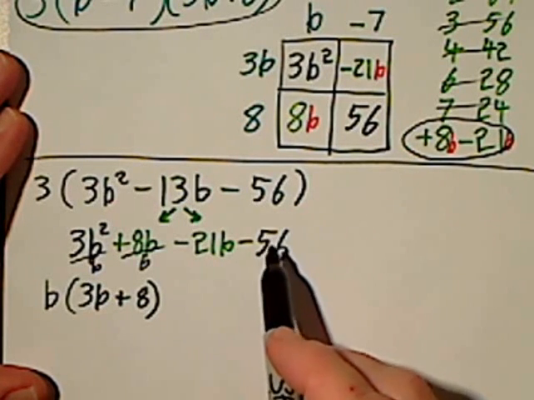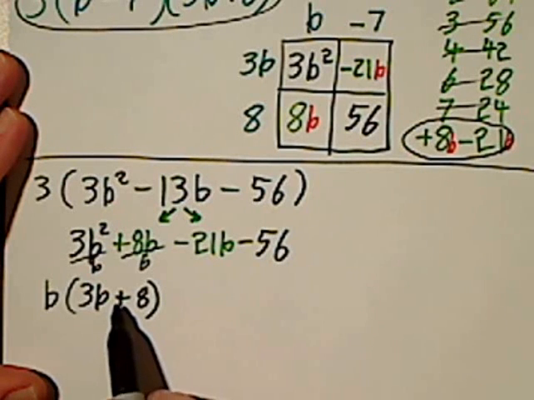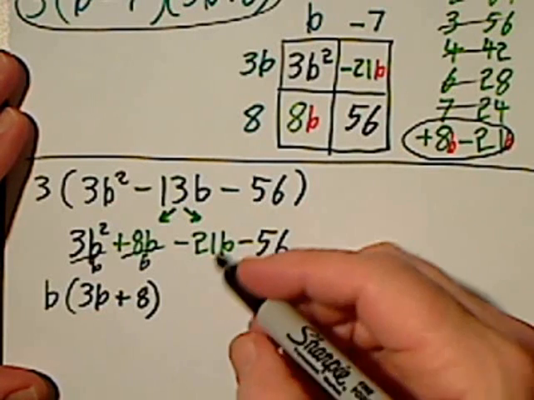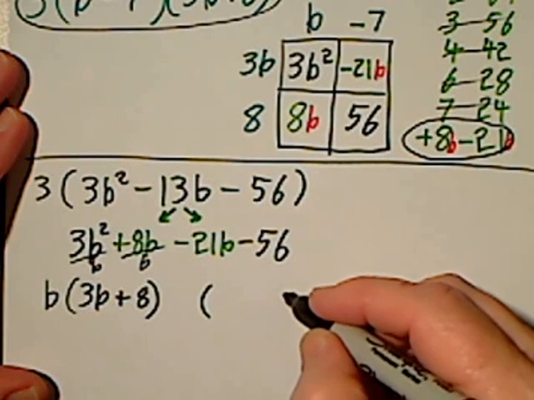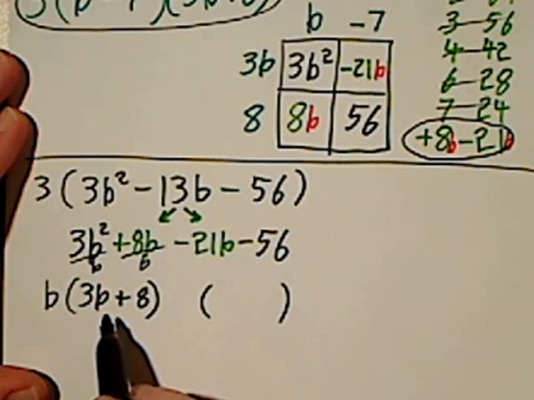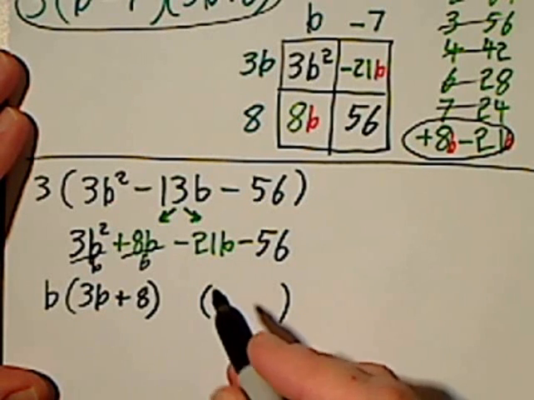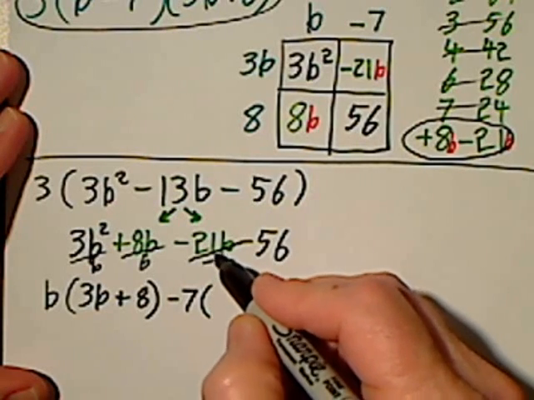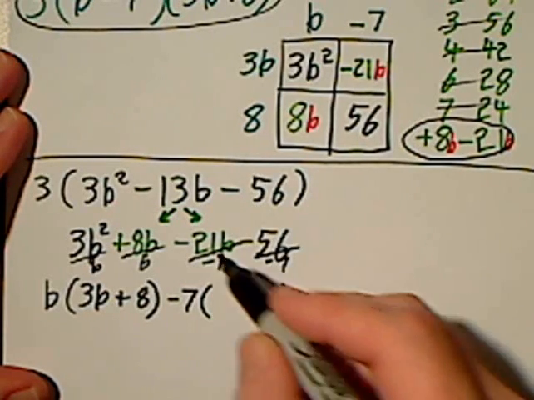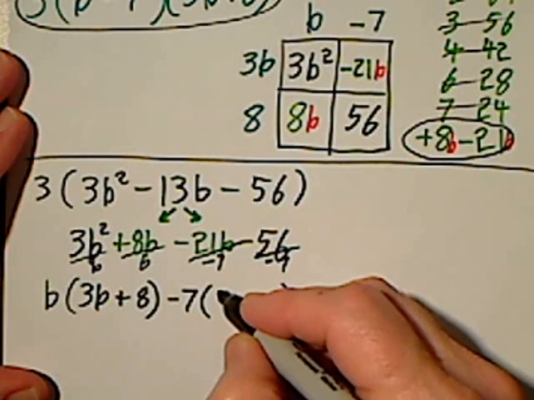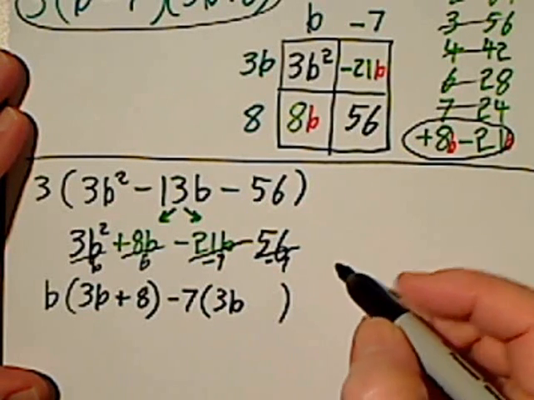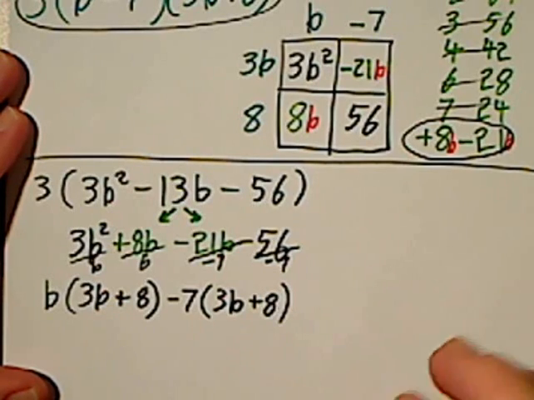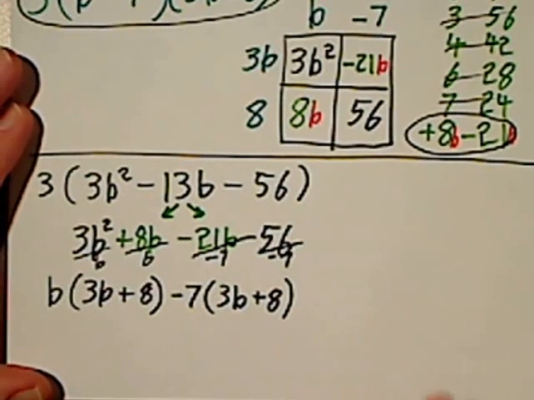Then you look at the next two and you say, what's the GCF? It's going to be a 7, but you have a positive here, a negative there, and you want this set of parentheses to end up looking the same as that set. So I'm going to factor out a negative 7. That means I divide by negative 7, divide by negative 7. So we end up with a positive 3b. Negative 56 divided by negative 7 is positive 8.